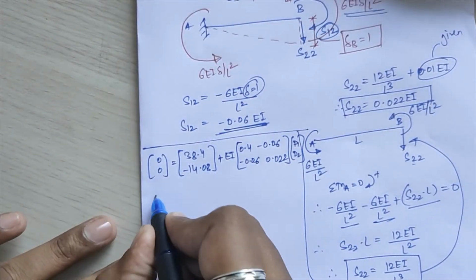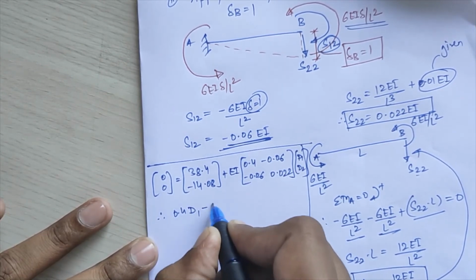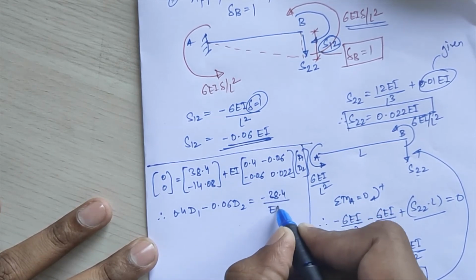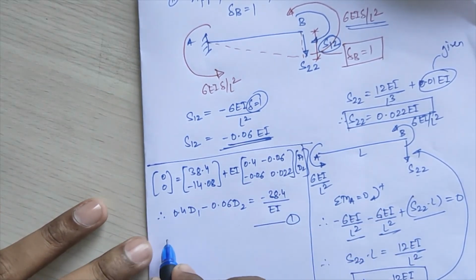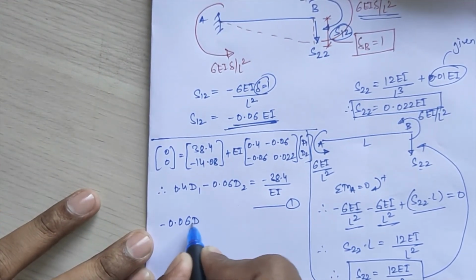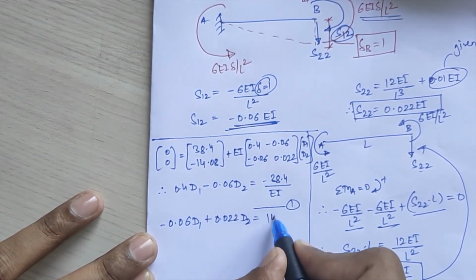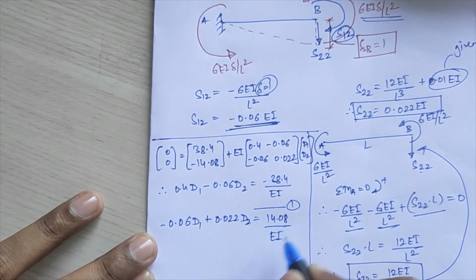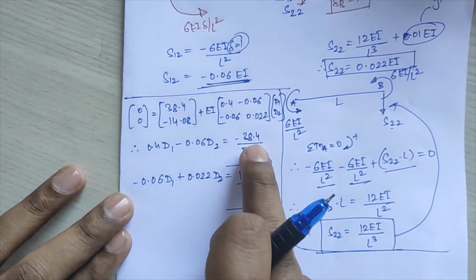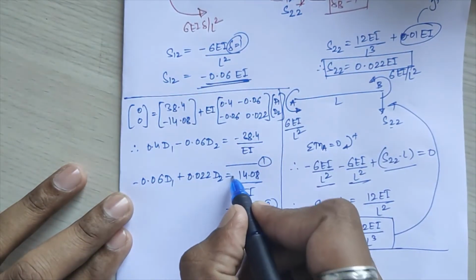So if you solve this, I get 0.4 of D1 minus 0.06 of D2 is equal to minus 38.4 upon EI as my equation number 1, and the second equation is minus 0.06 of D1 plus 0.022 of D2 is equal to 14.08 upon EI, that is equation number 2. This 38.4, when it goes to the LHS, becomes negative, and this negative 14.08, when it goes to the LHS, becomes positive.